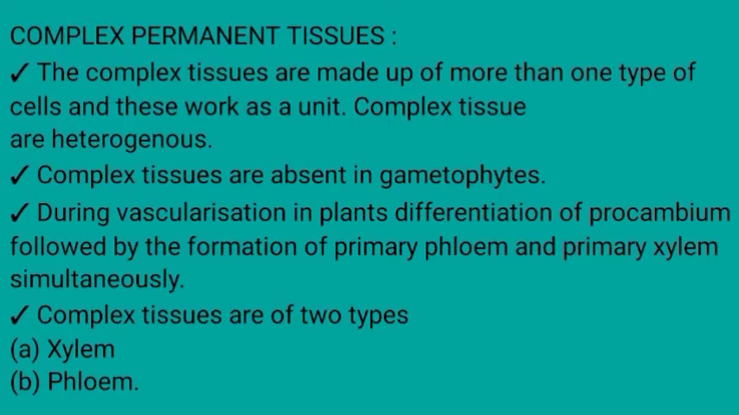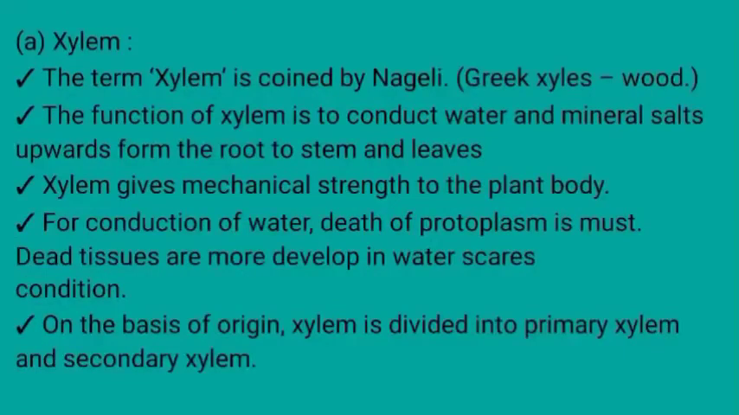During vascularization in plants, differentiation of procambium is followed by the formation of primary phloem and primary xylem simultaneously. Complex tissues are broadly classified into two types. Number 1, xylem, and number 2, phloem. Complex tissues are xylem and phloem. Very first, we can discuss xylem.